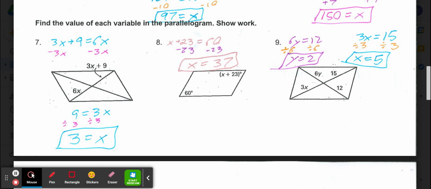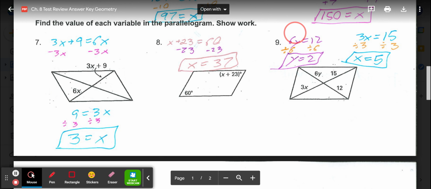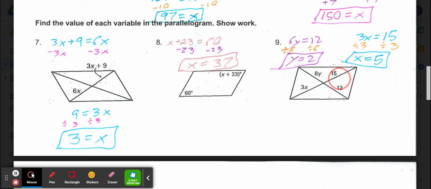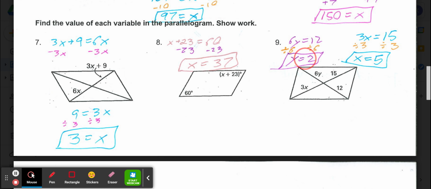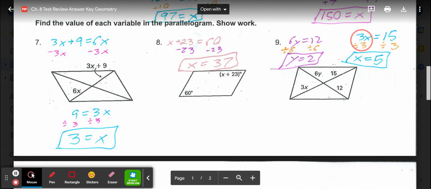And then in our last problem, we have y and x, so we'll be solving for two variables. The 6y is half of this diagonal, the other half is 12. So 6y equals 12, and the 3x is half of this diagonal, other half is 15, so 3x equals 15. So to figure out y, we divide by 6, and y equals 2. To figure out x, we divide by 3, and x equals 5.